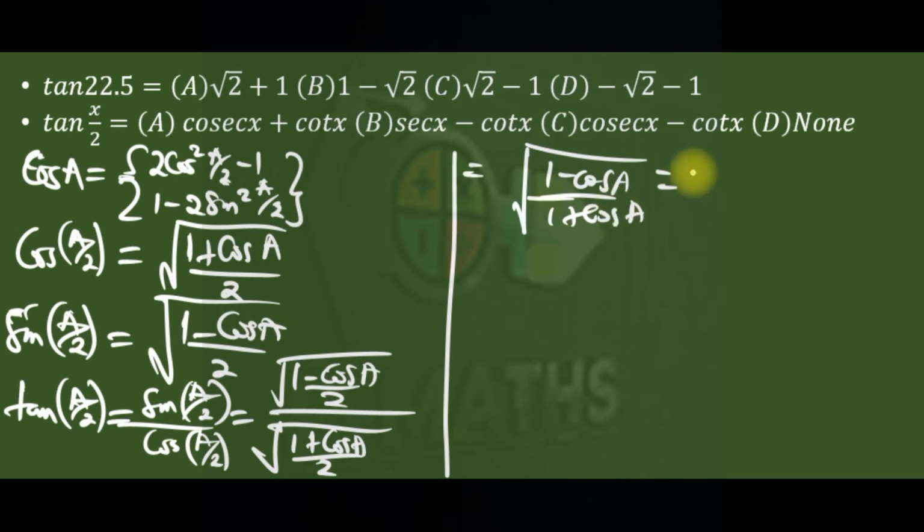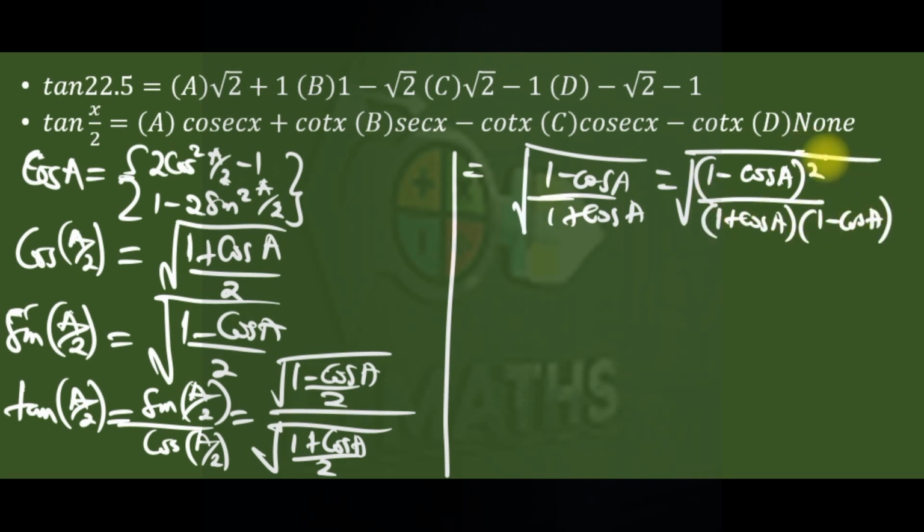We can rationalize. I multiply up and down by the conjugate of the denominator, 1 plus cos A, which is 1 minus cos A. I'm trying to remove this square root, so the only way is to multiply up and down by 1 minus cos A.